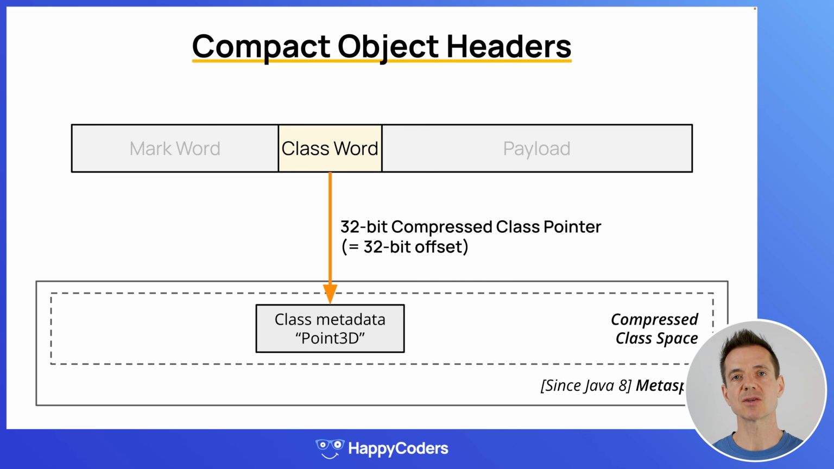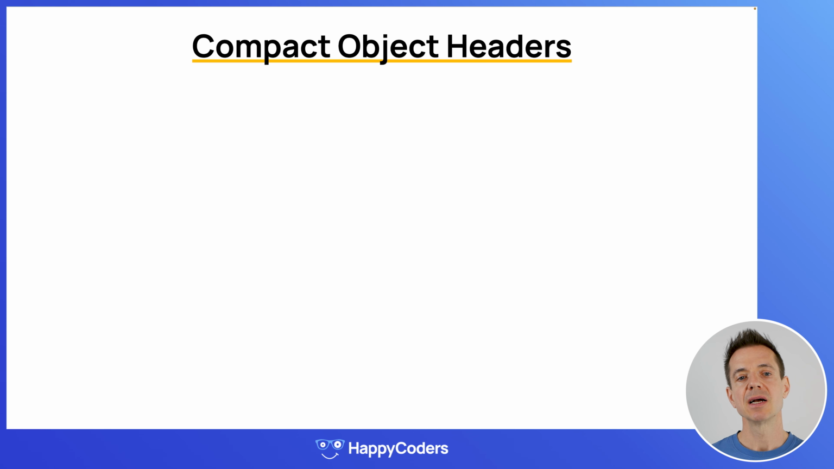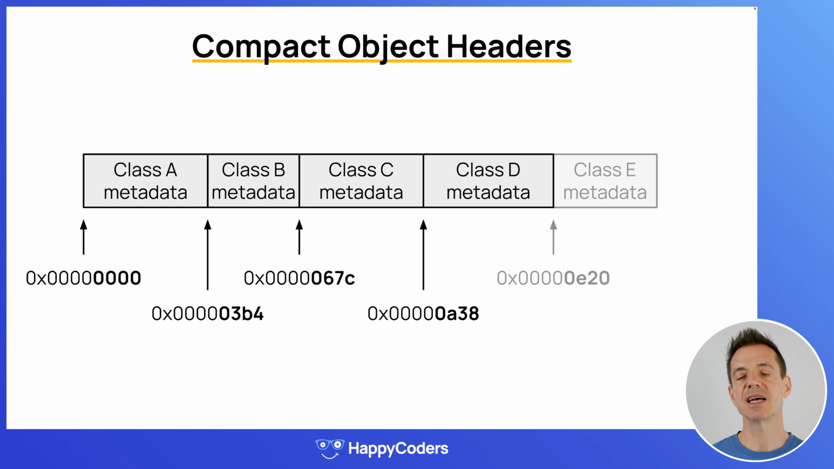Here you can see the status quo again. We have a 32-bit offset into the at most 4 GB large compressed class space in metaspace. With this offset, we can address every single byte position within the compressed class space. But that's not actually necessary.